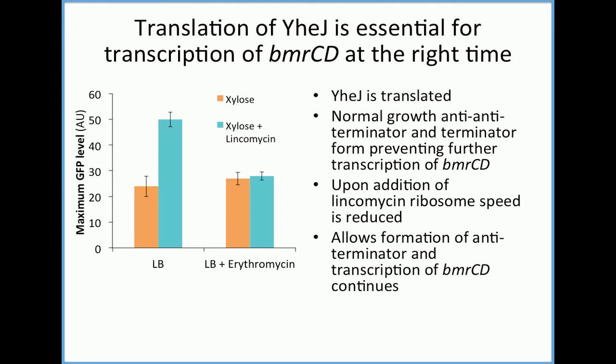So when we don't have the erythromycin present, we see this induction of the GFP, so the bmrCD is being transcribed and therefore translated. But when we add in the erythromycin, this phenotype is blocked. And what we think is happening is that the lincomycin is slowing down the ribosome. We've got transcription and translation that are coupled, and when the ribosome is slowed down, this allows the RNA polymerase to continue transcription of the bmrCD operon.